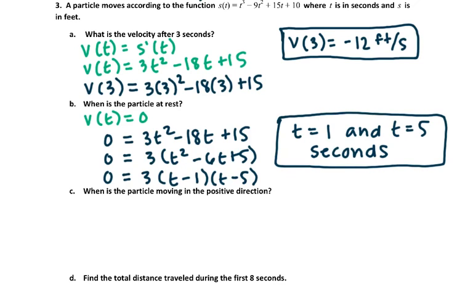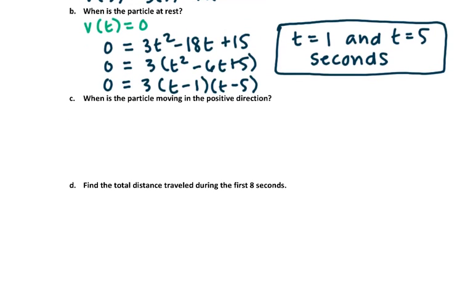The next question says, when is the particle moving in a positive direction? So this is still dealing with velocity. So here we're looking for when velocity is positive or greater than 0. So for that, we're going to use our critical numbers from the previous question and make a sign chart. So we have 1 and we have 5. And I'm kind of just using this right above as a place to plug in test numbers. If we plug in something less than 1, we're definitely going to get a negative times a negative, which means it ends up being positive.